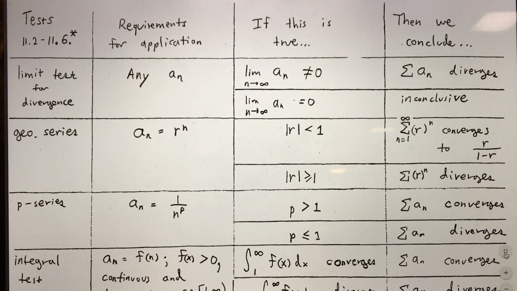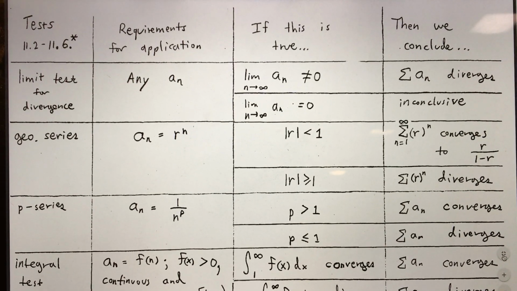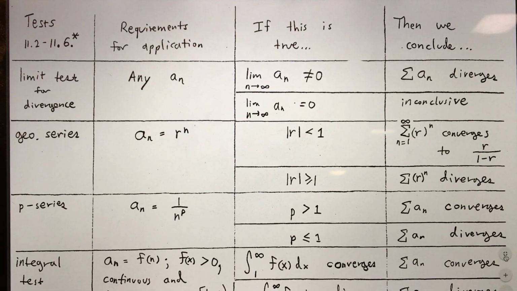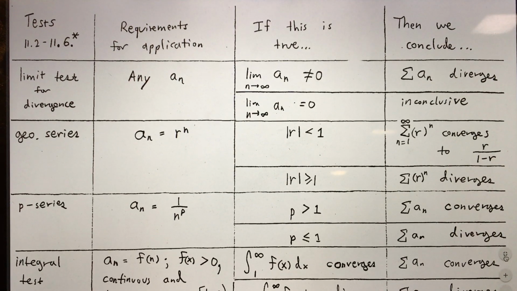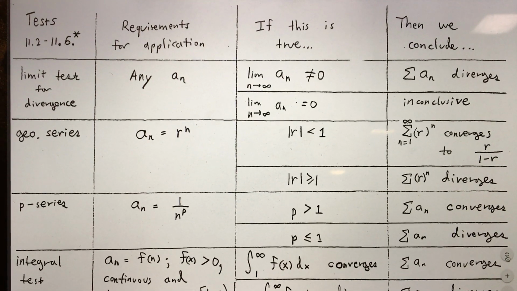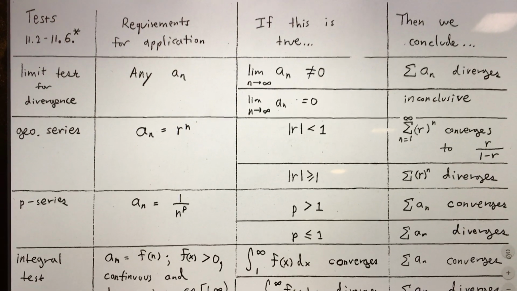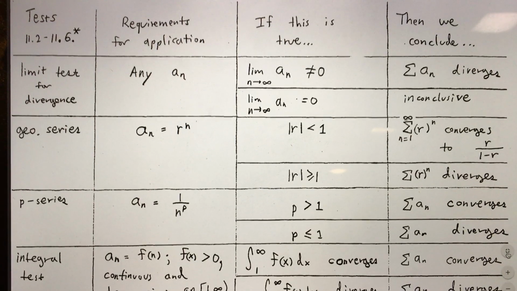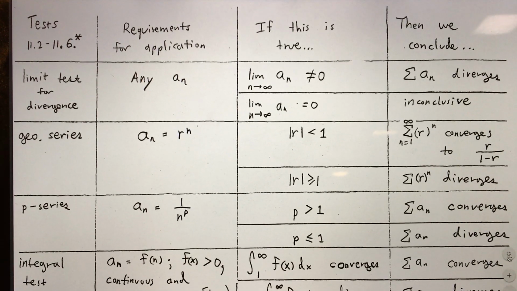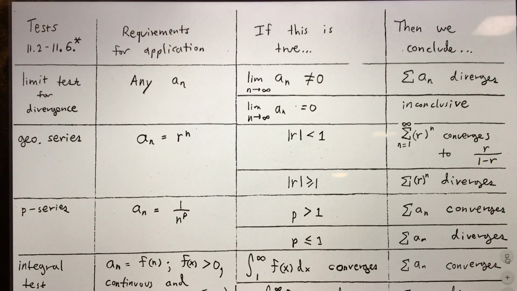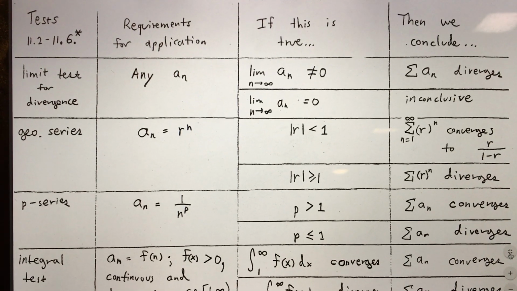But if it does apply, then you have the two possibilities. If the absolute value of r is less than 1, then the series converges to r over 1 minus r. If r is greater than or equal to 1, the series diverges. That one works both ways, so that it doesn't have any inconclusive. As long as it applies, it can't be inconclusive. You get converge or diverge.